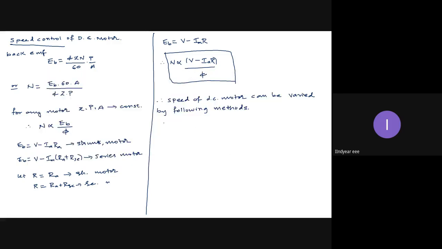First, by varying flux, phi. Okay, so this method is known as the flux control method or field control method.